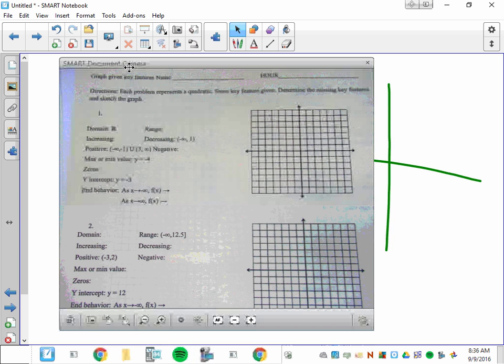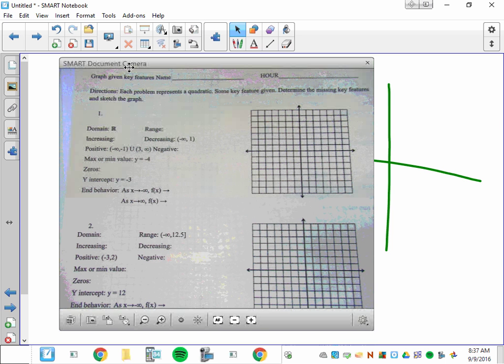If you take a look at number 1, all of the items that we've described so far are there. Some of them are just blank. So you see domain, range, increasing, decreasing, positive, negative, max and min, zeros, y-intercept, and end behavior. The only thing we know about this graph would be, first, it's a quadratic. That helps a lot.